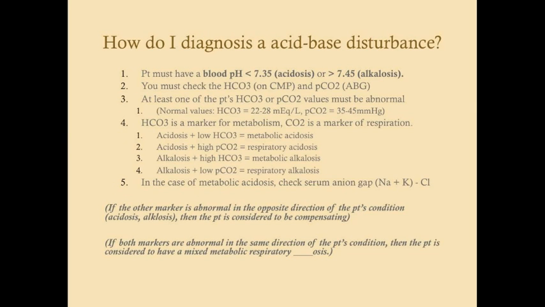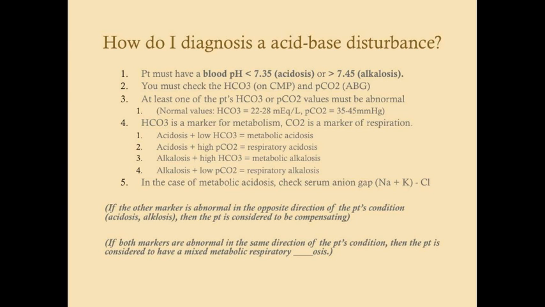Okay, so this is the question that I hear most often: how do I diagnose an acid-base disturbance? Because there's metabolic alkalosis, metabolic acidosis, respiratory alkalosis, mixed, compensated, and they all seem very complicated. So let's break this into 5 easy steps. 1. The patient has to have a blood pH. Now, this goes for acidosis or alkalosis. The patient has to have a blood pH of less than 7.35 for acidosis or greater than 7.45. That's obvious. It has to be outside the range of normal.